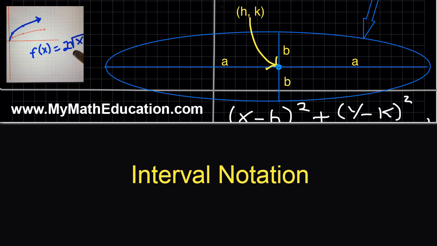It uses opening and closing parentheses or brackets along with a number or a symbol to represent the beginning number in the set, separated by a comma from the last number in the set. Now we'll take a look at an example of how to use interval notation.